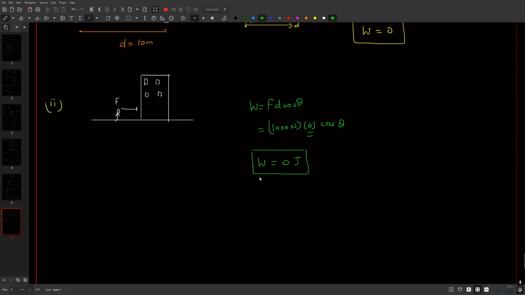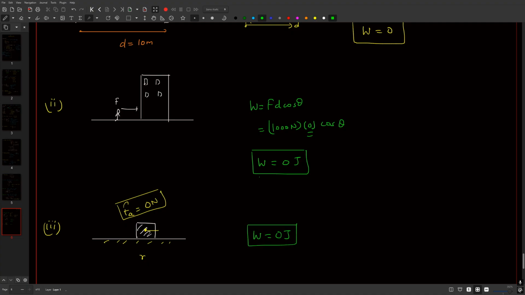And final example of work done 0 is when there is no force acting on the object and the object is just simply chilling on the table. Force applied is 0 newtons. No external force, nothing is happening. Object is just at rest. So that will also give me work done 0.